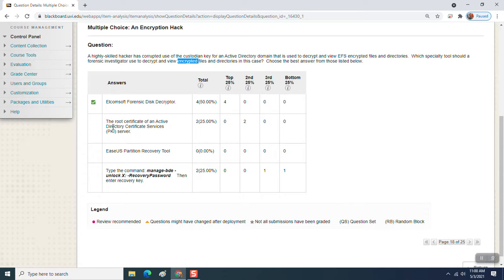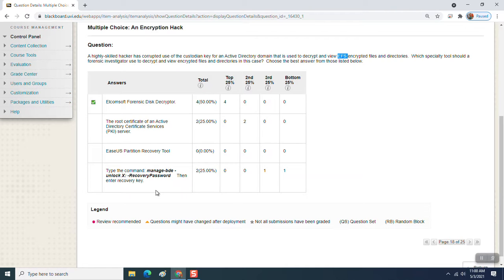Two students chose the root certificate of an Active Directory Certificate Services PKI server. That's not going to help you decrypt everything, and PKI is often used in Active Directory scenarios through something called certificate services, but the root certificate doesn't have to do with encryption on the EFS level.